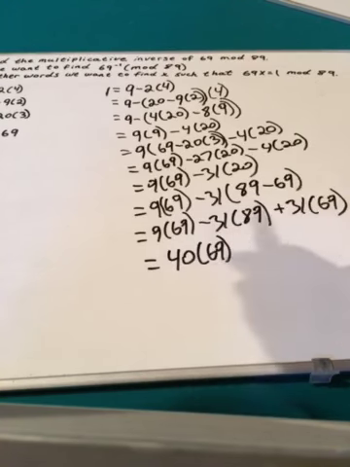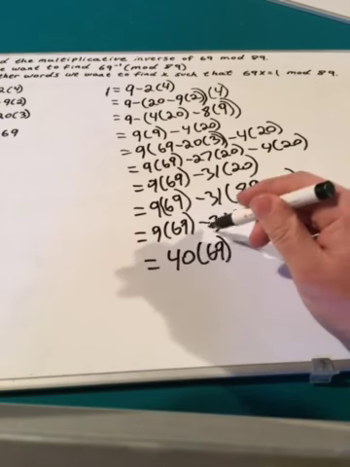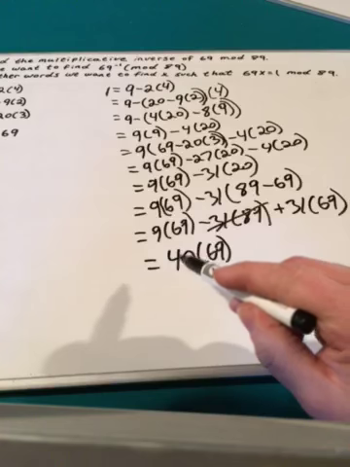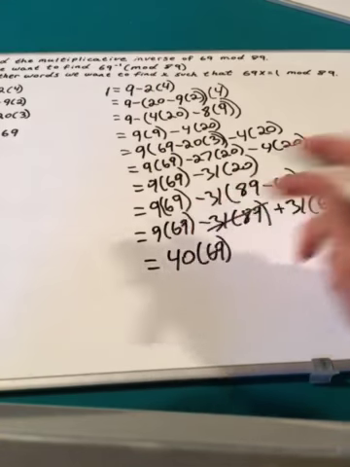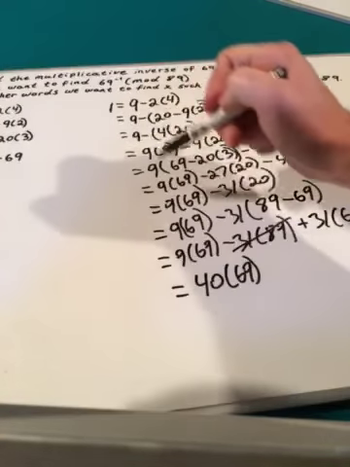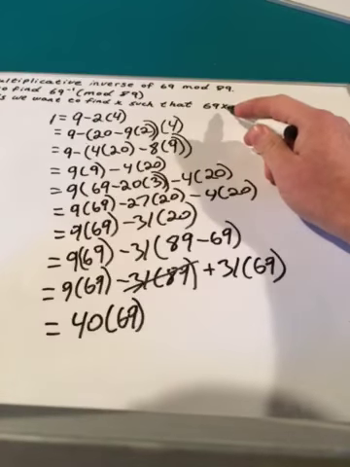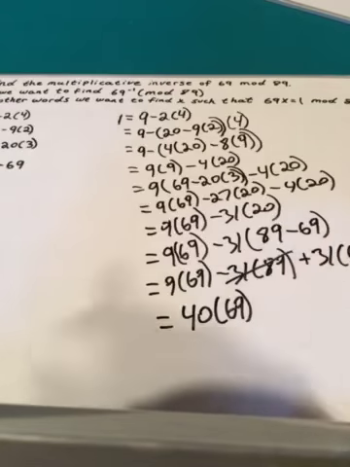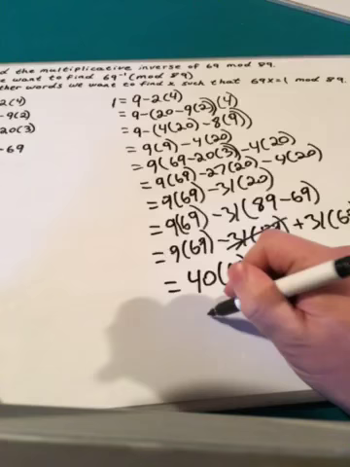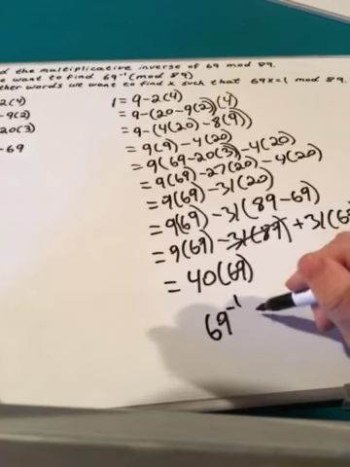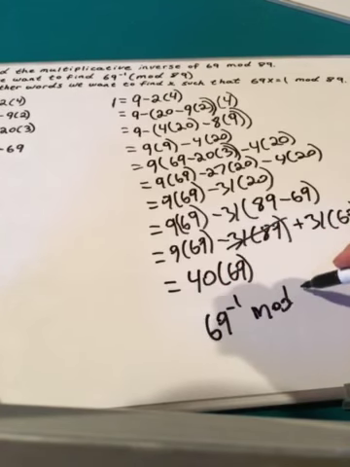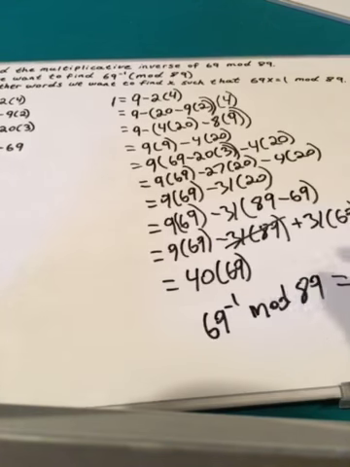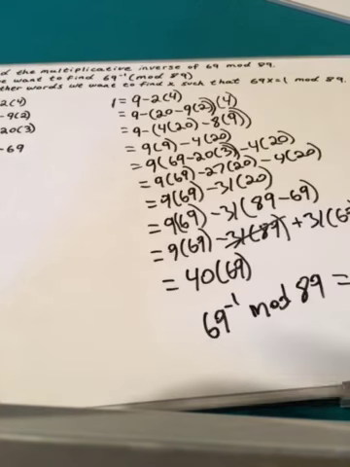But what is that? In mod 89, anything times 89 is going to be 0. So this term is gone, and we're just left with 40 times 69 is equal to what? It's equal to 1. This whole thing is equal to 1. We wanted to find 69 times what is equal to 1 in mod 89. Just found 69 times 40 is equal to 1. So 69 inverse mod 89 is equal to 40.